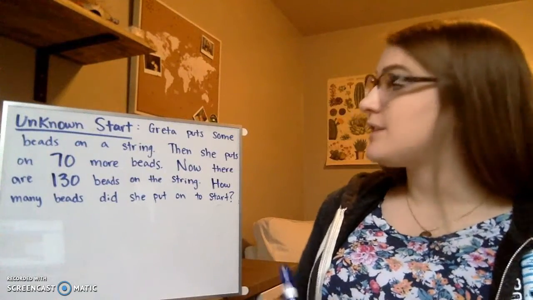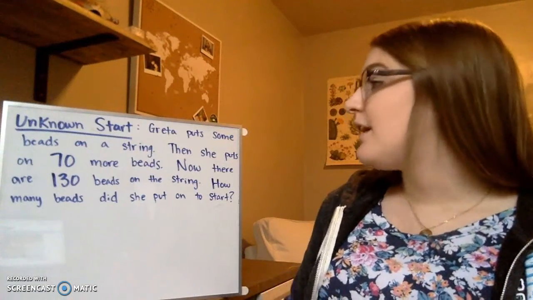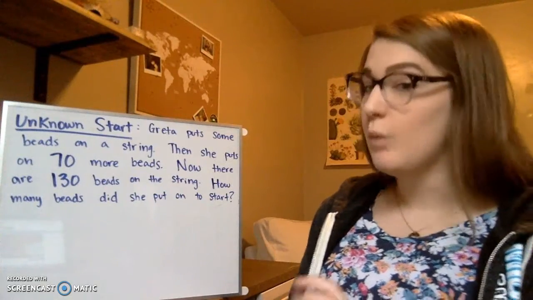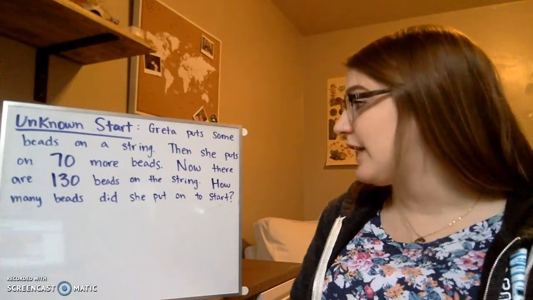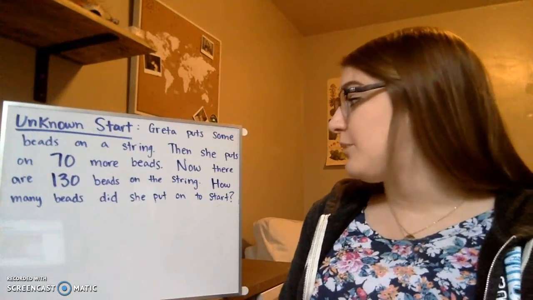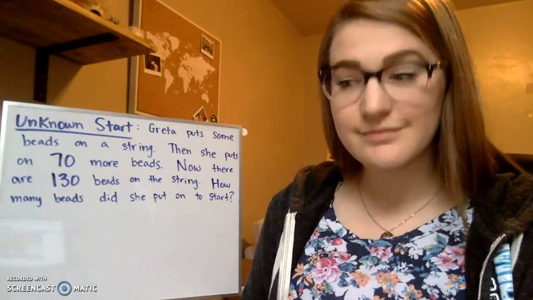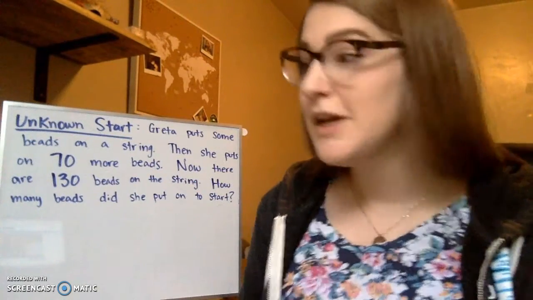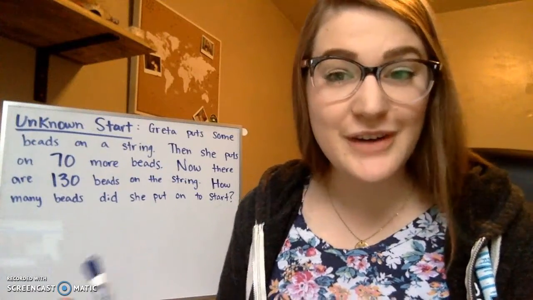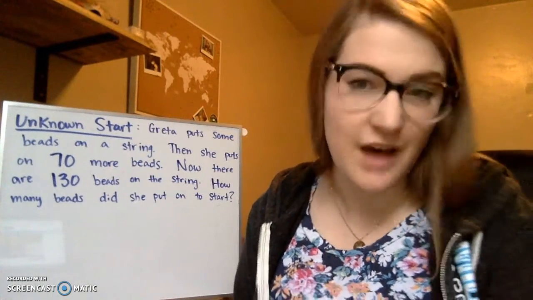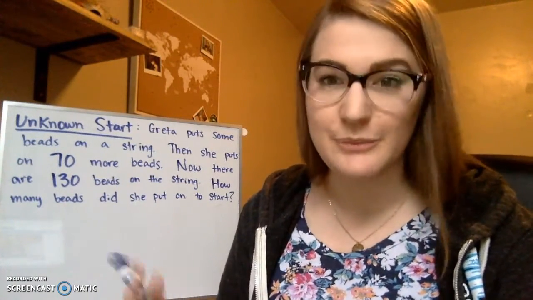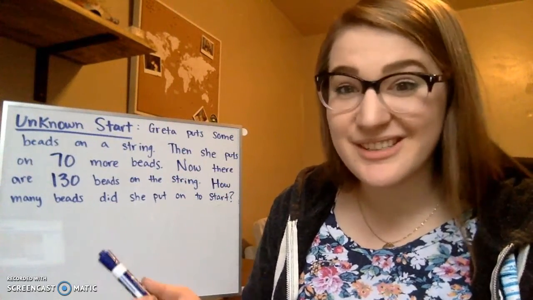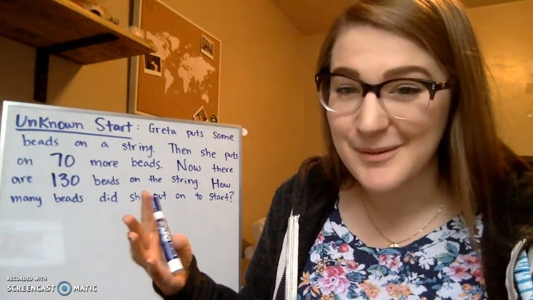So Greta puts some beads on a string. Then she puts on 70 more beads. Now there are 130 beads on the string. How many beads did she put on to start? So why do you think that's called an unknown start problem? Because we don't know how many beads she started with on the string. So it's pretty well named because we don't know the start. So it's an unknown start problem.